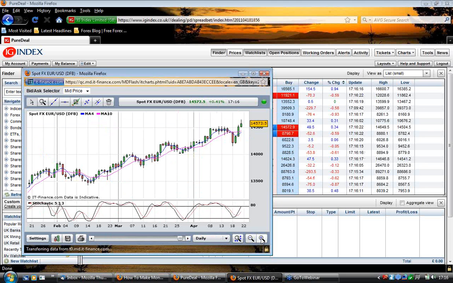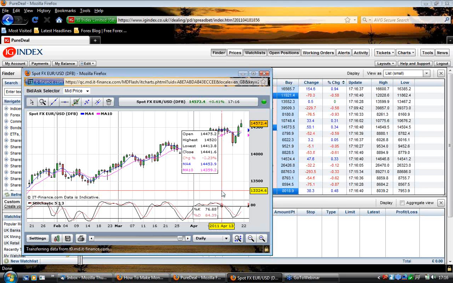If you go to something like the pound yen, you'll find that there are big moves on the pound yen, but then the spread is bigger with IG Index or any trading platform, or the broker you're with. The spread will be bigger because it moves more. Like this euro dollar, the spread is 2 pips, the pound dollar is 3, and I think the pound yen is something like 7 or 8. I don't trade it that often.